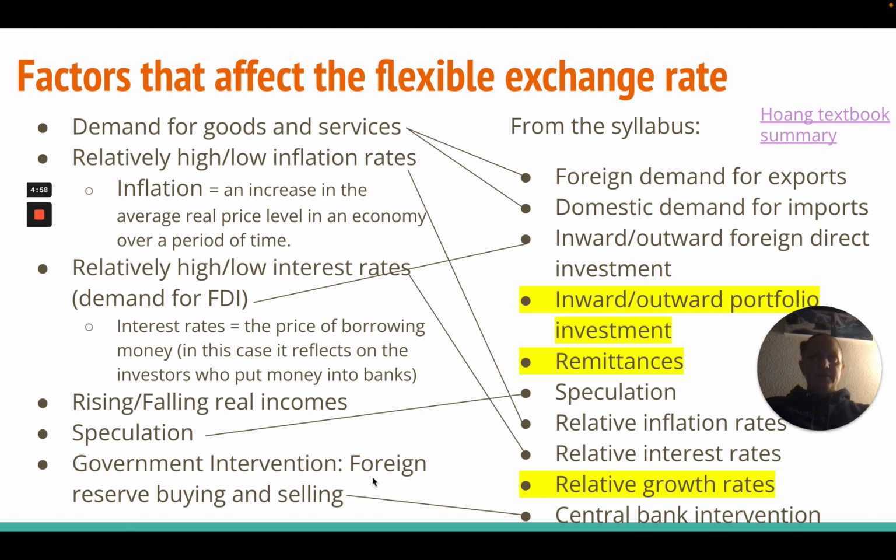Government intervention. Foreign reserve buying and selling. This is when the government is using their foreign reserves to either buy and sell their currency. If they are buying their currency, then they are putting other reserves onto the table. If they are selling their currency, they're increasing the supply of it. So these are the factors that will affect flexible exchange rates.